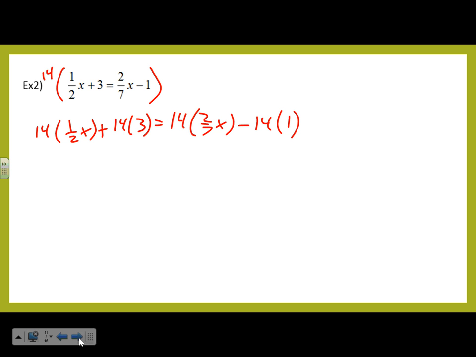So 14 times the numerator is 14 over 2x. 14 times 3, just put that in your calculator, it's 42. 14 times 2 is 28. And 14 times 1 is 14, or again, negative 14 times 1. Doesn't matter how you look at it. And then now, again, I can reduce those fractions. I can just divide. 14 divided by 2 is 7. 28 divided by 7 is 4.